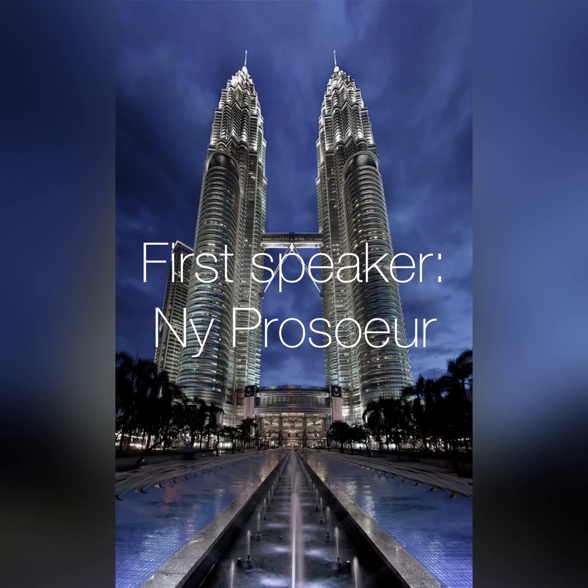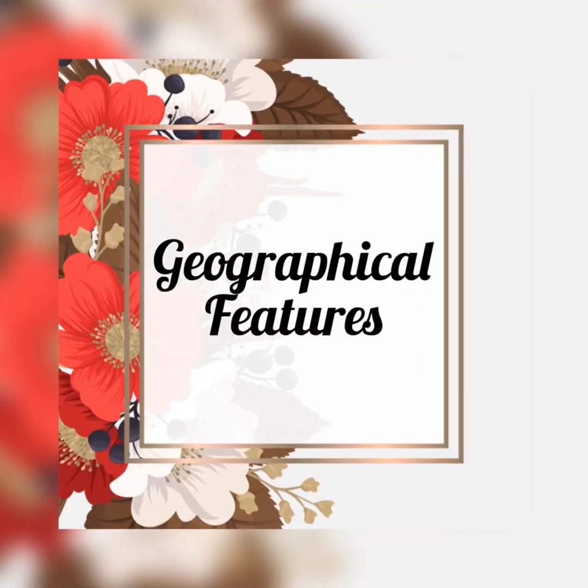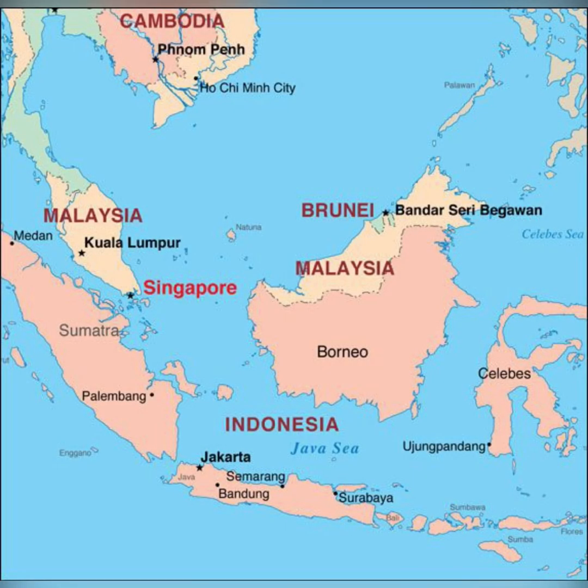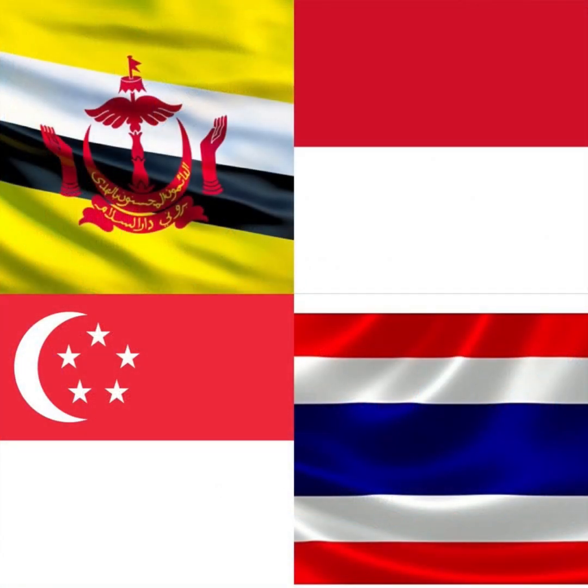The first point is geographical features. This is the flag of Malaysia, and the capital city of Malaysia is called Kuala Lumpur. Malaysia is located in Southeast Asia, composed of two regions, West Malaysia and East Malaysia. The neighbors of Malaysia are Brunei, Indonesia, Thailand, and Singapore.